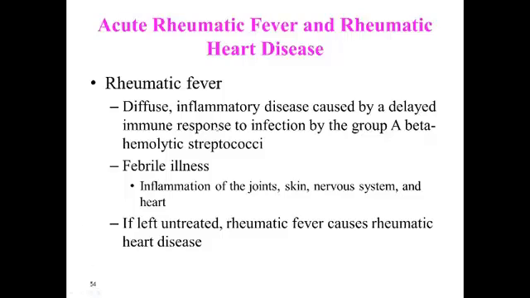And this is a diffuse inflammatory disease caused by a delayed immune response to infection by the group A beta hemolytic strep. You have a febrile illness. Generally, onset of the strep is quite abrupt. And you get inflammation in the joint, skin, nervous system, and heart if it's untreated. If it's left untreated, it affects the mitral valve, and rheumatic fever causes rheumatic heart disease.